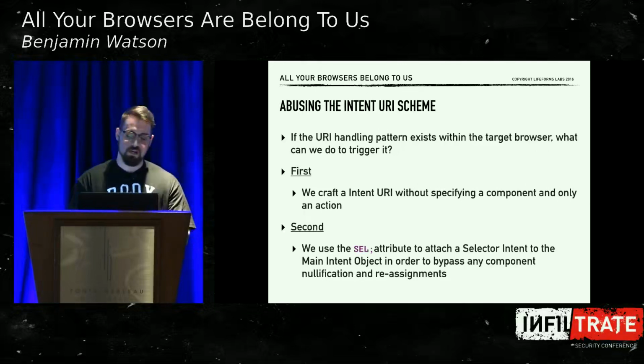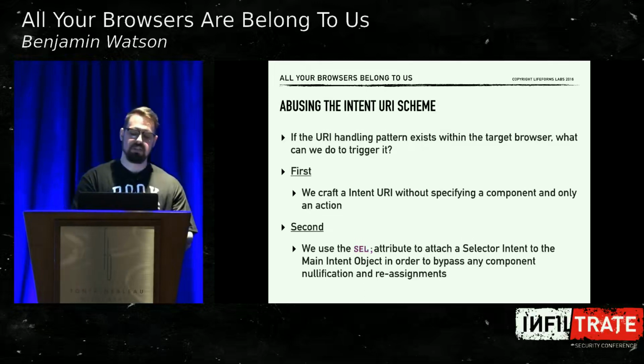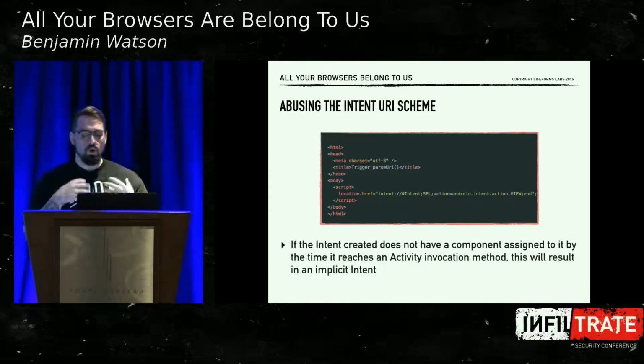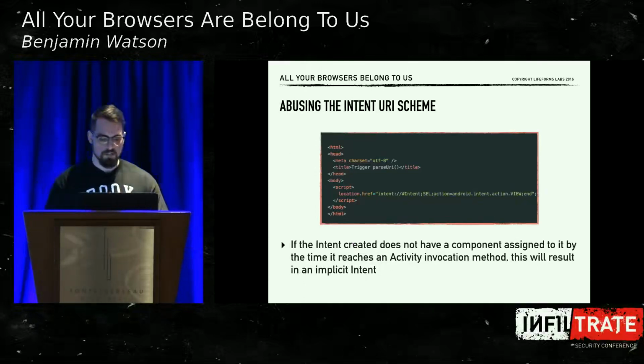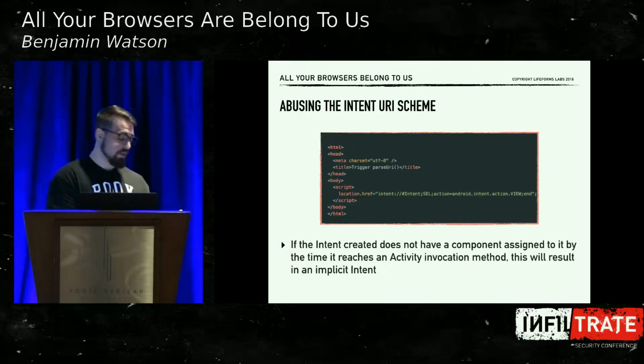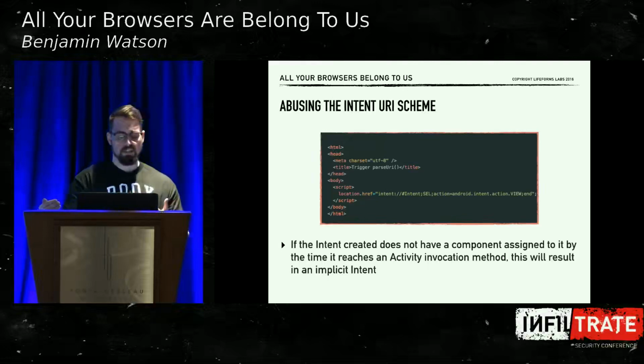The selector attribute bypasses that. So effectively, we can do two things. We can bypass any protections and then ultimately make sure that the component is set to null, because we want to ultimately invoke an implicit intent. So you can see here in the example, this is a very quick and dirty way of triggering this vulnerable pattern. The intent object doesn't have a component assigned to it, and then it gets passed to a start activity. That means that we ultimately have an implicit intent.